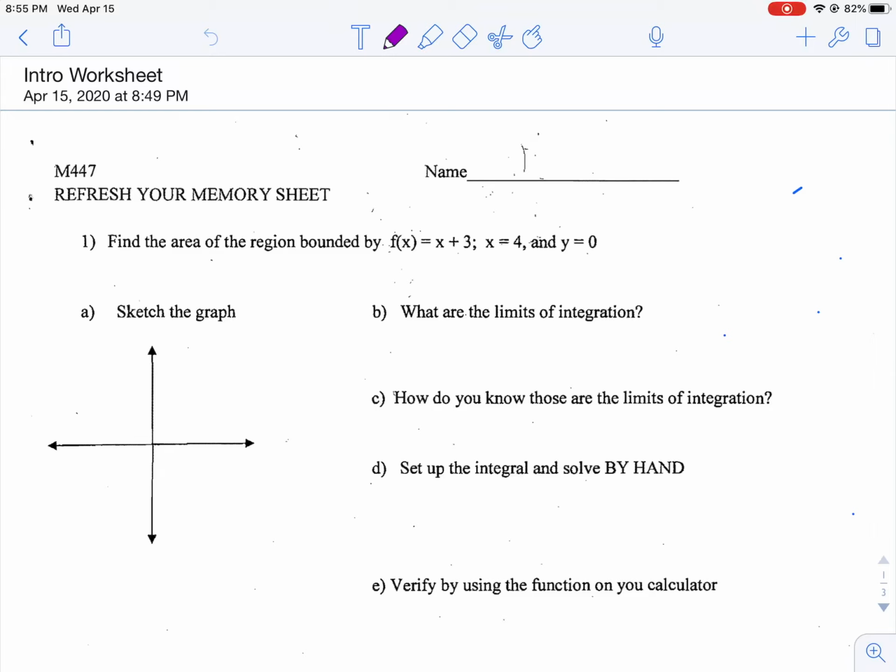Okay, calculus, this is our last unit. We have made it to the last unit of the year.